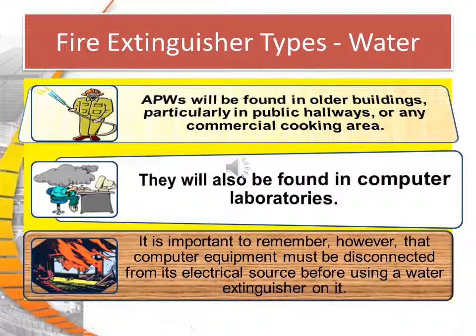APWs are found in older buildings, particularly in public hallways or in commercial cooking areas. They may also be found in computer labs, and it's important to remember, however, that computer equipment must be disconnected from its electrical source before using a water extinguisher on it.